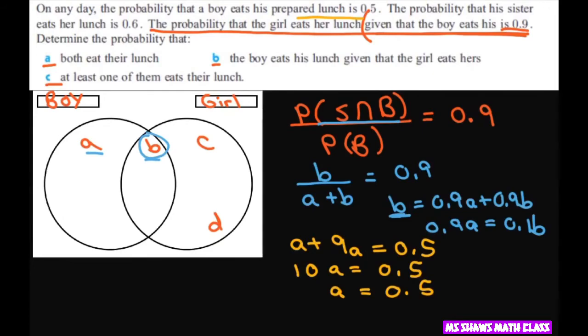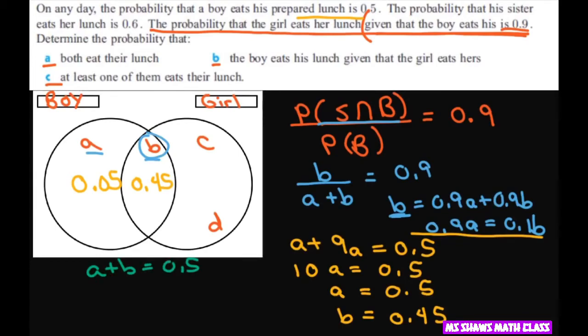So A equals 0.05. And if A is 0.05, that means B is going to be, you plug it back into your equations here, B equals 0.45. All right, so filling this in, we have B is 0.45, A is 0.05, and then for C, we can just plug that in using A plus B equals 0.5, and we know that the sister is B plus C equals 0.6. So using substitution, we'll plug that in, and you're going to get C equals 0.15.